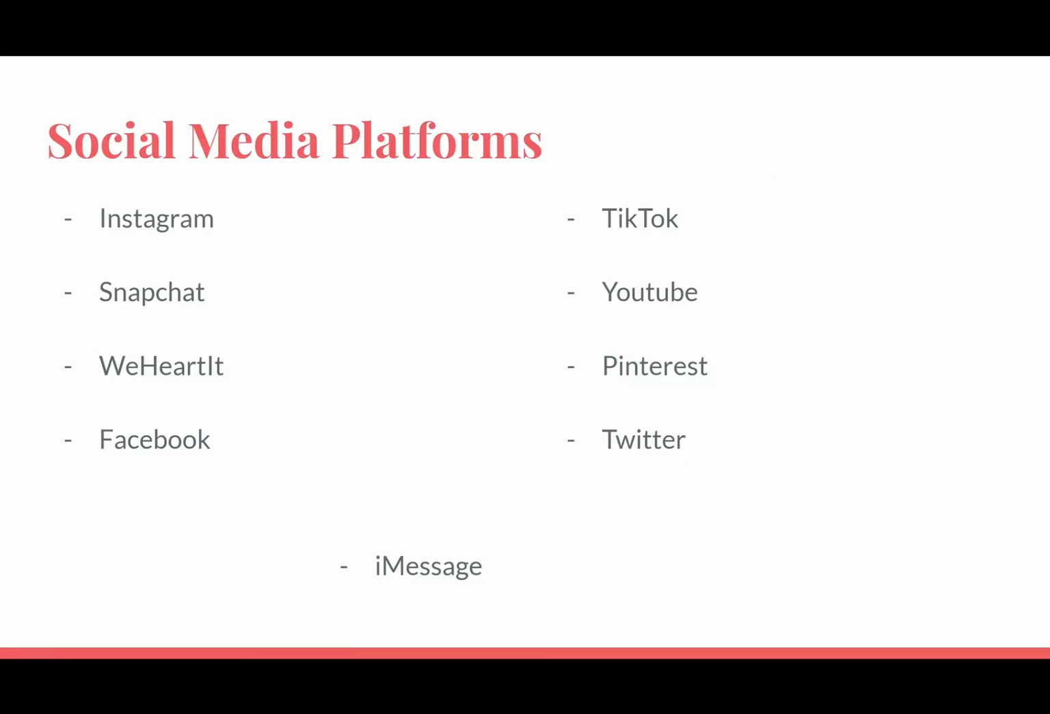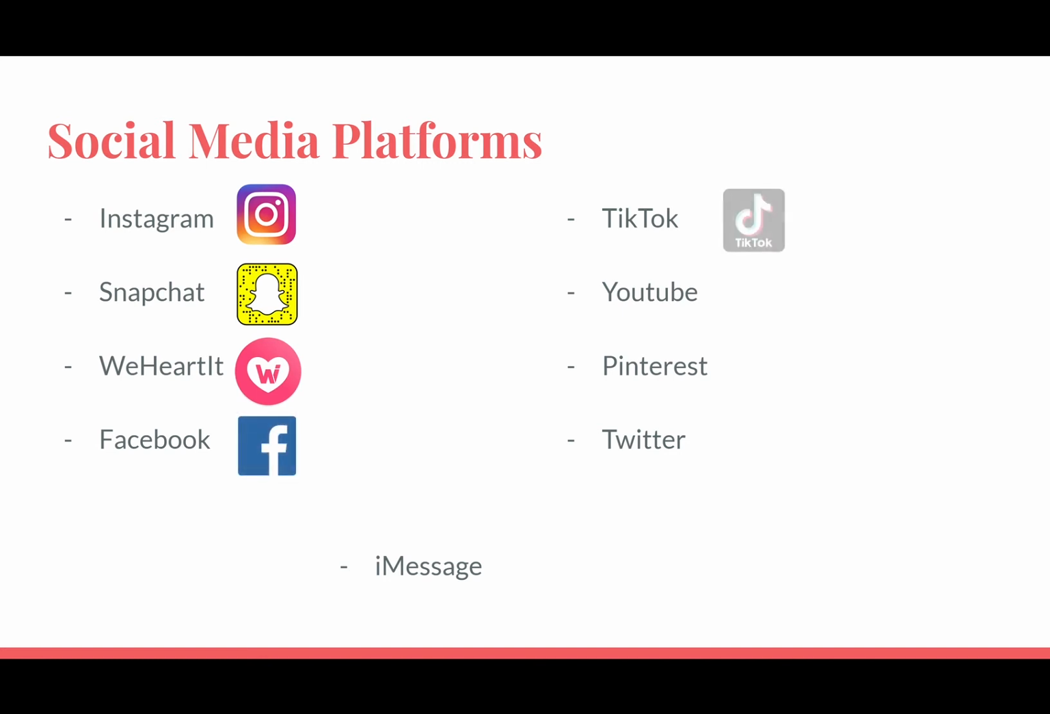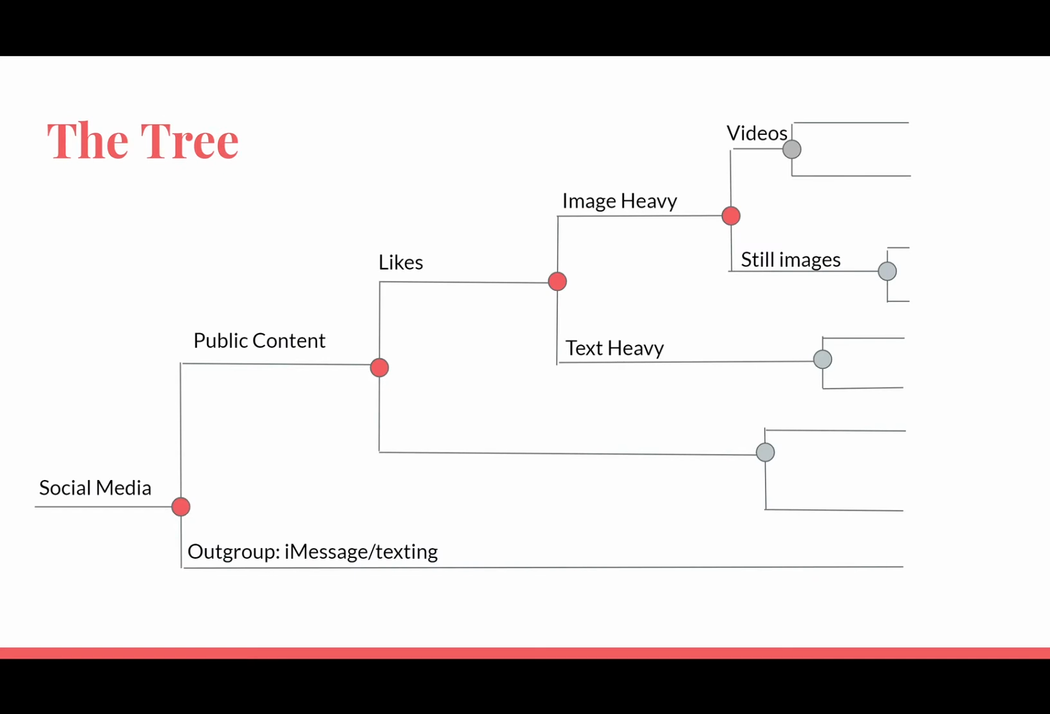The platforms which will be present in my phylogenetic tree are as follows: Instagram, Snapchat, WeHeartIt, Facebook, TikTok, YouTube, Pinterest, Twitter, and iMessage. Given is an example of a phylogenetic tree. Here we can see what are called the branches of the tree, which are the sticks. Each split in the tree represents a branch.